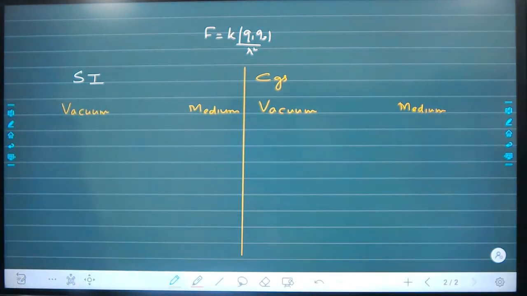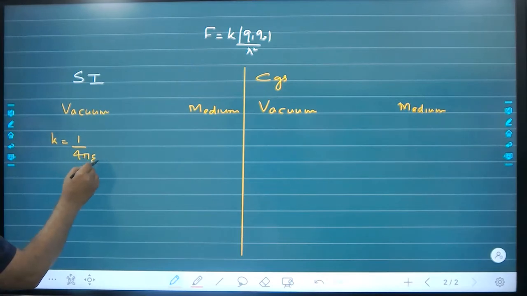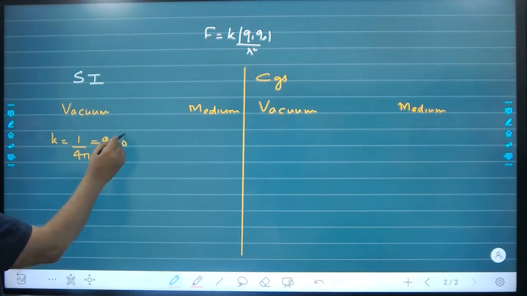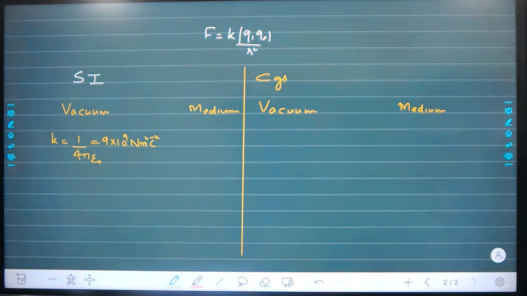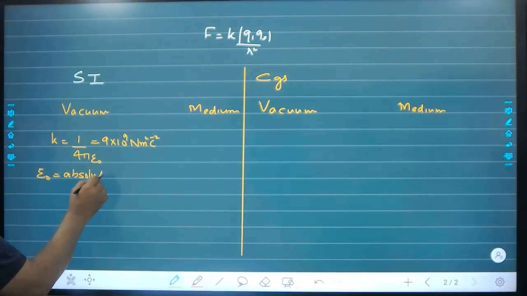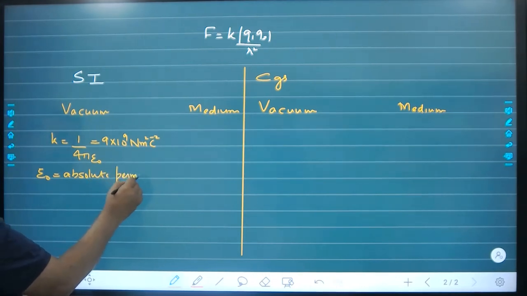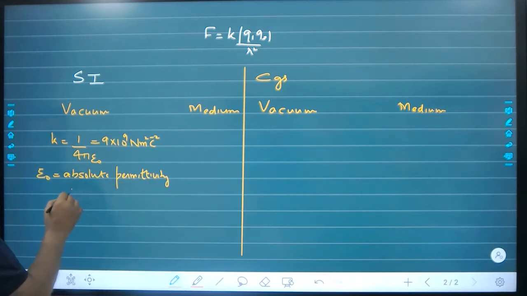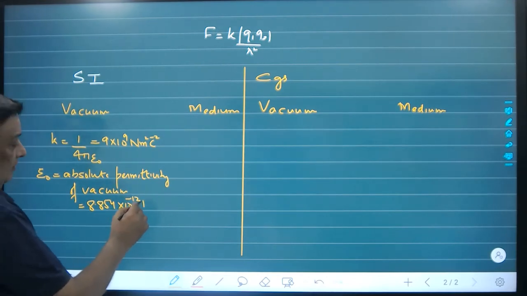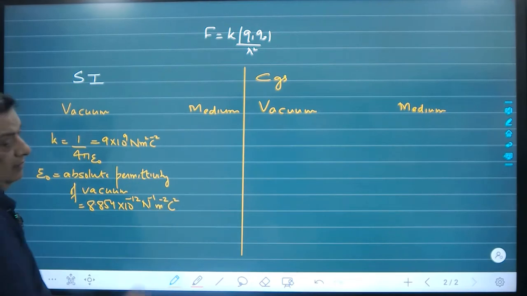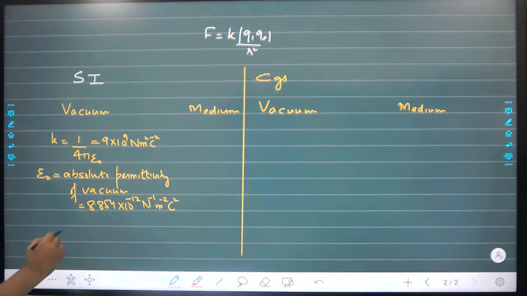So if you use SI and with vacuum between charges, K is given by 1 by 4 pi epsilon naught, and its value is 9 into 10 raised to the power 9 Newton meter square per Coulomb square. This epsilon naught is called the absolute permittivity of vacuum. This basically determines electrical properties. And its value is 8.854 into 10 raised to the power minus 12. So if you use this value of K, the force becomes F equals 1 by 4 pi epsilon naught Q1 Q2 by r square.